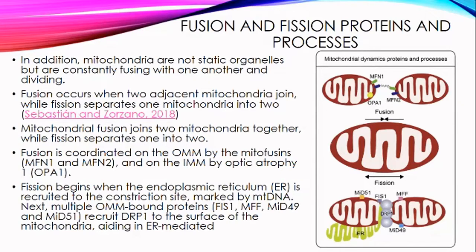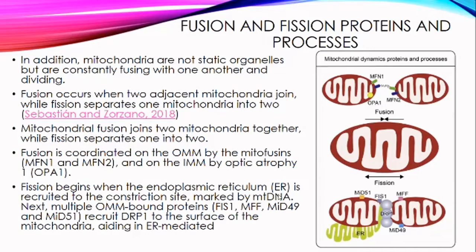So yun yung three evidences that the mitochondria is related to bacteria. Now, in fission, it also requires some components like MID51, FIS1, MFF, DRP1, and MID49 and ER. So the fission begins when the endoplasmic reticulum is recruited to the constriction site.